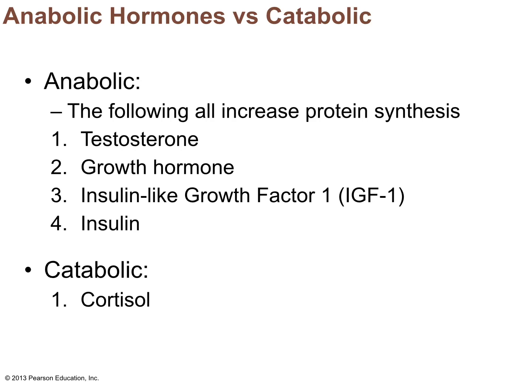The four primary anabolic hormones are going to be testosterone, growth hormone, IGF-1, which is insulin-like growth factor 1, which is produced by the liver in response to growth hormone, and then also insulin. So memorize your four. And then your primary catabolic hormone is going to be cortisol.